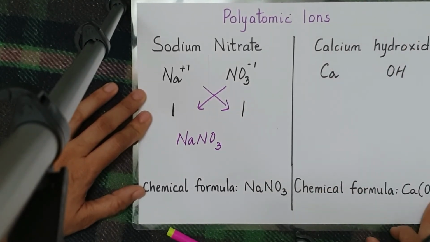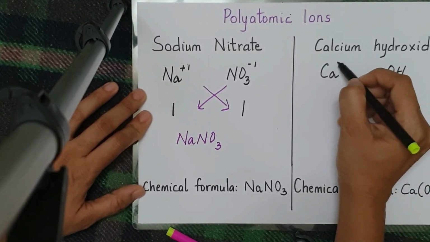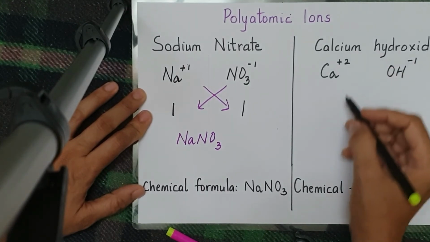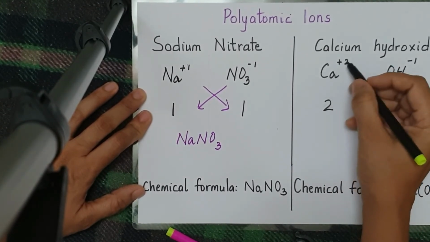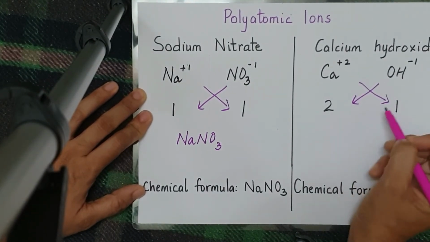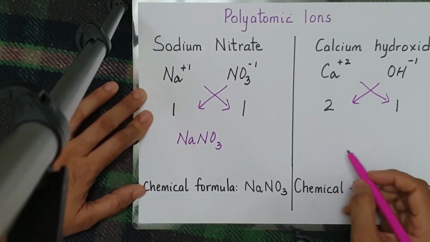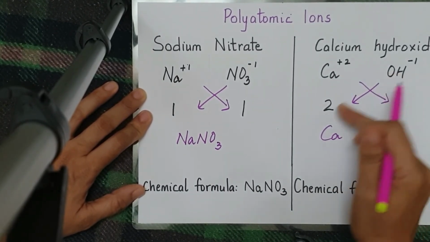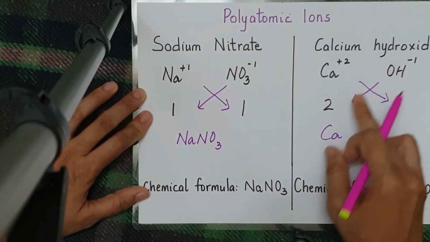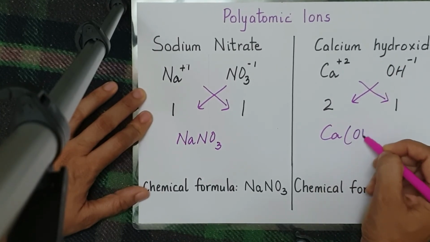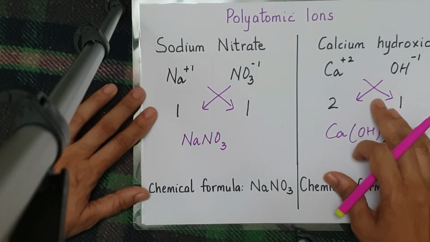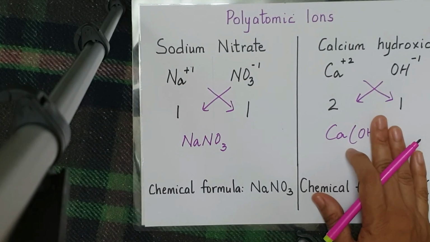Similarly, let's look at calcium hydroxide. Calcium has +2 charge and hydroxide has -1 charge. So we write the valency. Calcium has 2, hydroxide has 1. If we are to cross multiply now, we will get calcium 1, hydroxide 2. Now we are writing hydroxide in the bracket because both oxygen and hydrogen are going to be multiplied by 2. So we have Ca(OH)2. So this is how we write the chemical formulas for the ionic compounds.